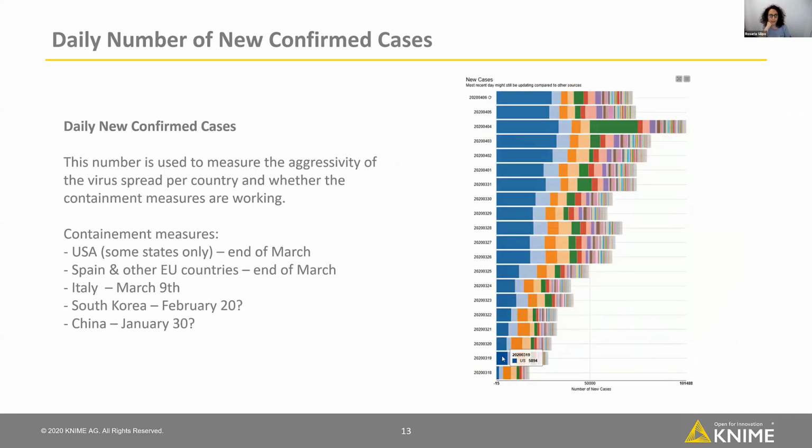Okay, and now we have another common number that I've seen around a lot in the past few weeks: the daily number of new confirmed cases. This is another measure of how aggressively the virus is spreading. I don't know if you have heard about how many days it takes before the number of confirmed cases doubles. Of course, the steeper the curve, the smaller the time to reach double the number of confirmed cases. So this daily number of new confirmed cases is used to measure the aggressiveness of the virus spread per country and whether the containment measures are working.